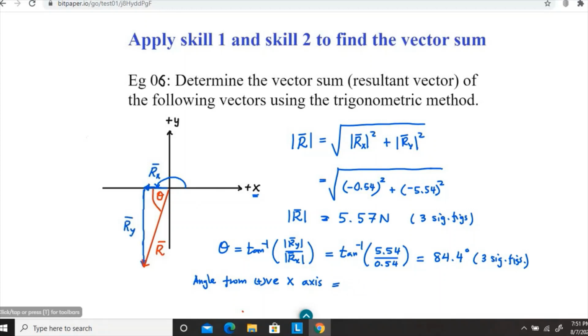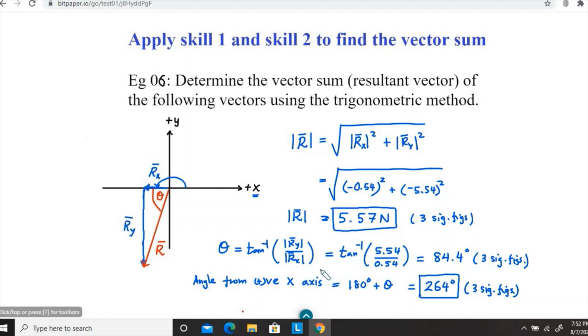So the angle from the positive x-axis, I'm simply going to add 180 degrees to this theta value, and then for 3 sig figs you are going to get 264 degrees. So that's how you do this particular problem. This is the magnitude of the net force or the resultant force, and then this is the angle it makes relative to the positive x-axis.